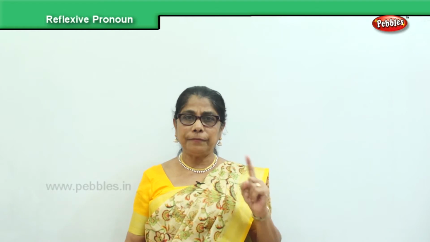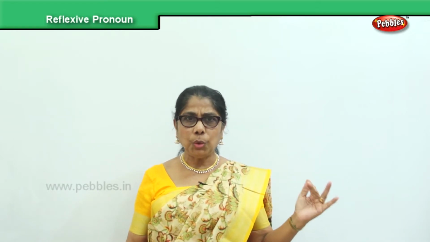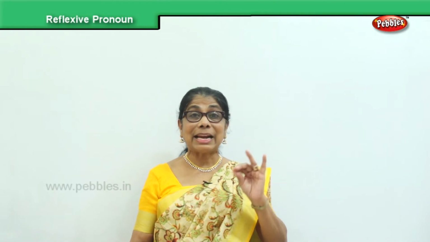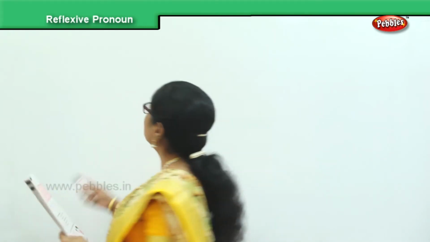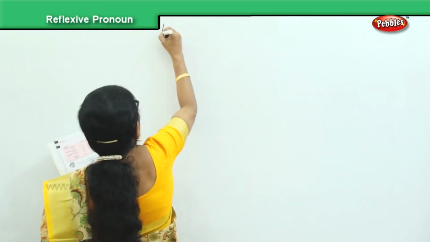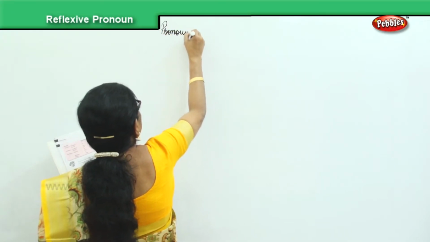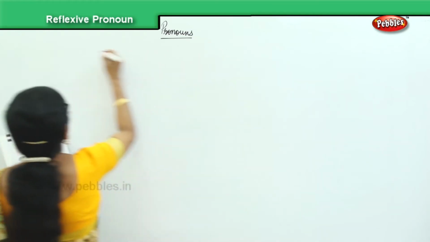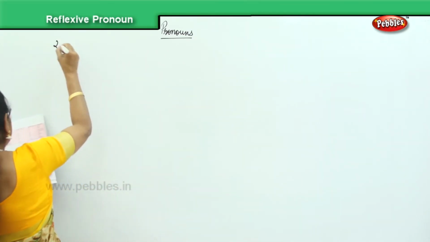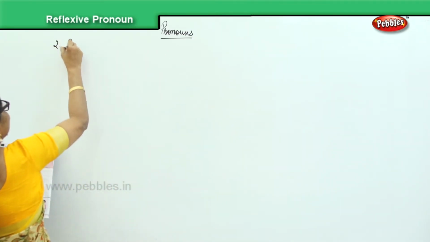We said there are 9 different kinds of pronouns. The first is personal pronoun. We completed that. Now we do the second, the reflexive pronoun. The first one is done for you. Now we do the second one, that is reflexive.